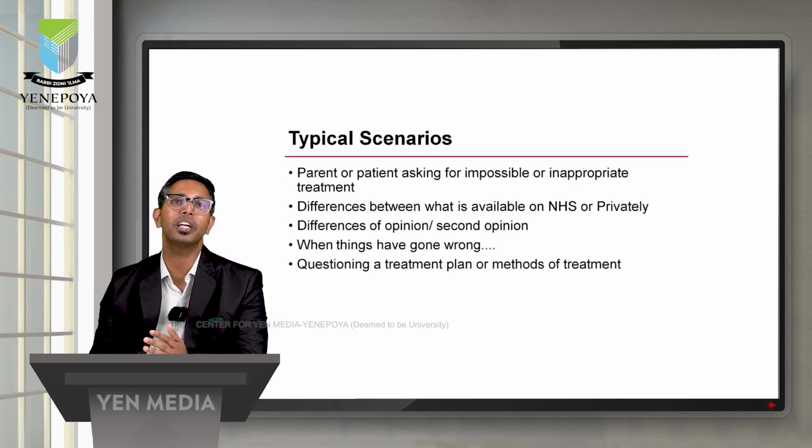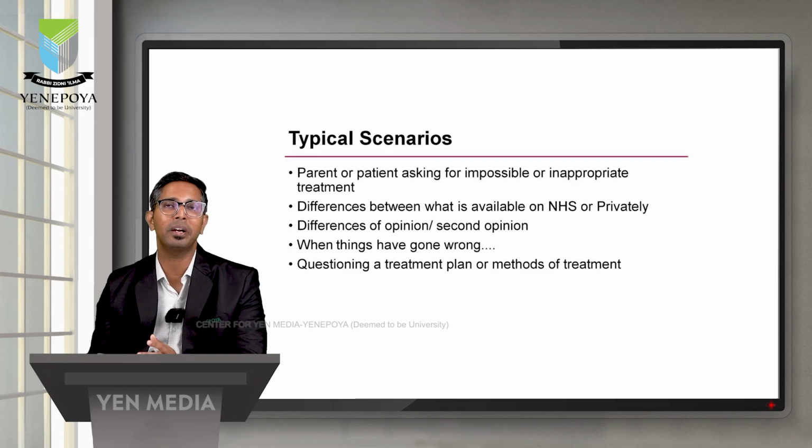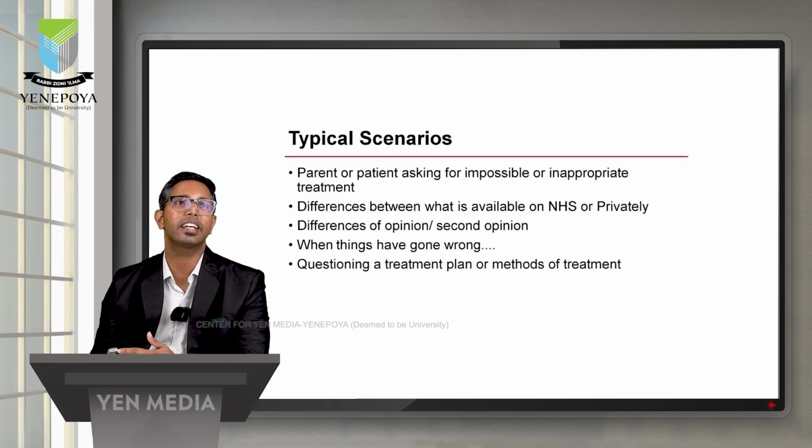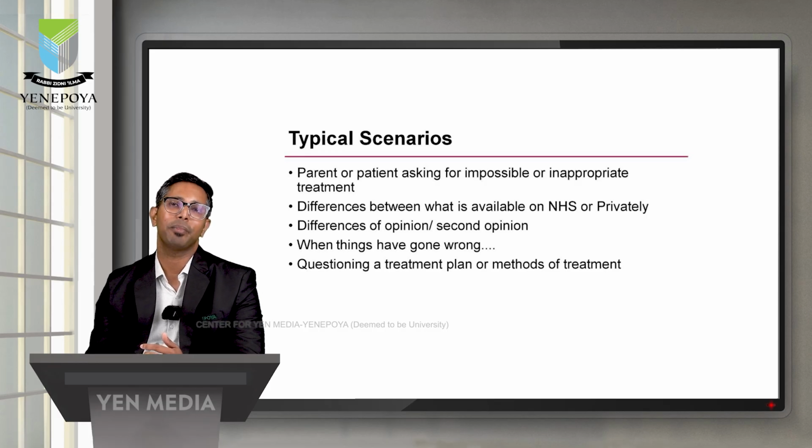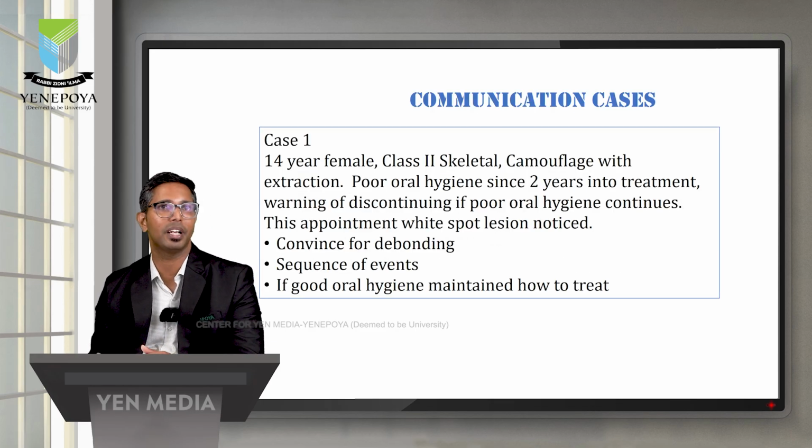If the patient is coming to you for a second opinion, never talk bad about the first opinion. You can always tell that this can be one of the other alternatives. When things have gone wrong, always accept the mistake, but also try to calm the patient. That would be the way to go. Questioning a treatment plan or methods of treatment. Yes, the patients will have to be informed about what are the treatment plans which can be done for that patient and how it can be done.